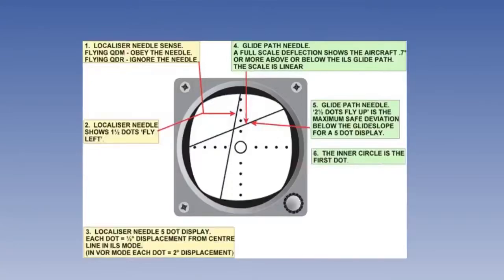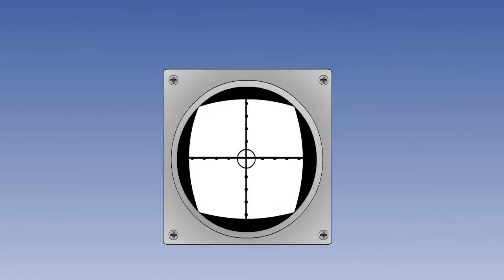We have seen that the ILS indications are displayed in a very easy-to-read format on the CDI. One needle represents the centre of the runway, and the other represents the glide slope. When both needles meet in the middle, this is an accurate approach. Deflection of the needles from the centre tells you either to fly left or right, or fly up or down.